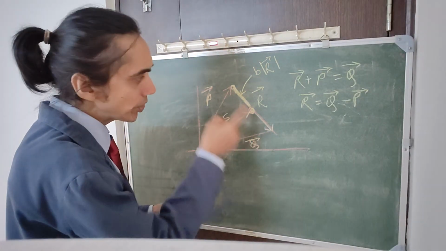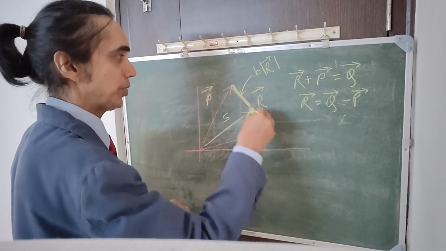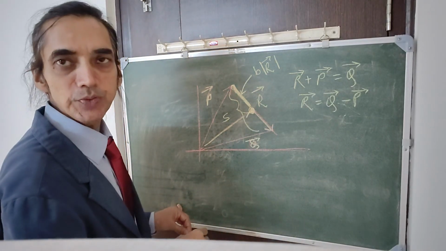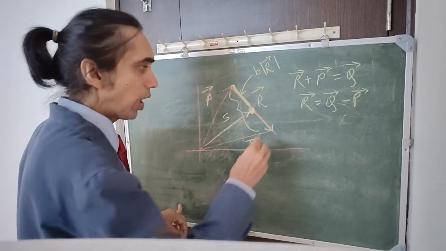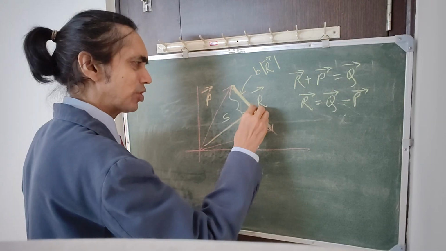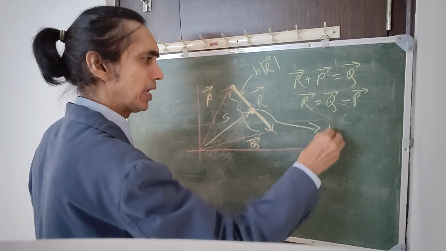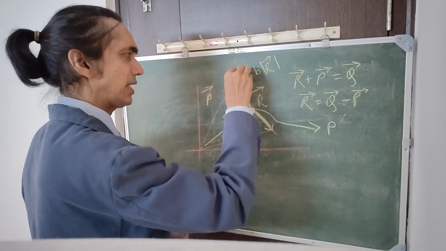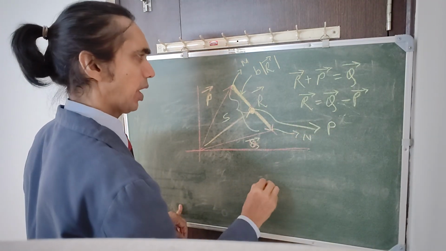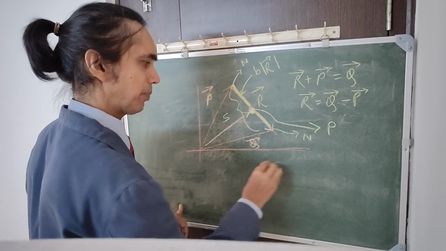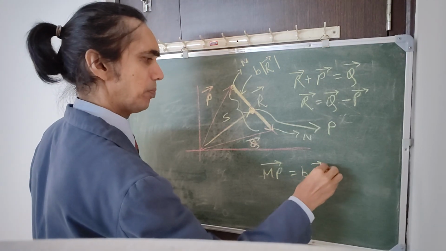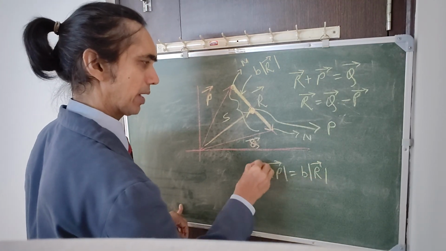And R, you know, is the total part. R is Q minus P. So this entire part from here to here is R. What will then be this segment? Let us write this point as P, let us write this as M, and let this be N. So what is MP for us? MP is a vector, the magnitude of which is B into R.